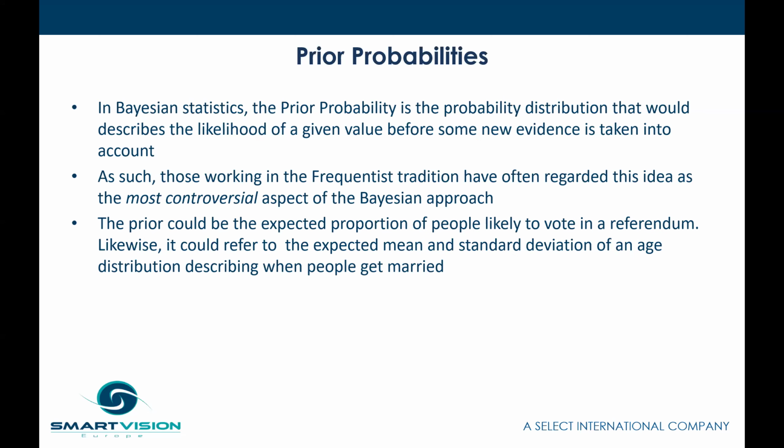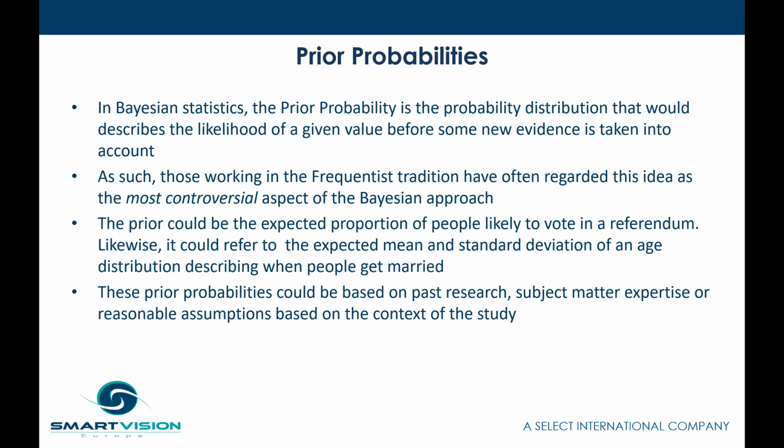The prior could be the expected proportion of people, for example, that are likely to vote in a referendum, or likewise, it could refer to the expected mean and standard deviation of an age distribution describing when people get married. You don't start up and say, I don't know, they might get married on average at 87, or they might get married on average at 15 or 16, depending on the country. You're probably going to have some notion of what the mean age is going to be beforehand. These prior probabilities could be based on past research, subject matter expertise, or reasonable assumptions based on the context of the study.